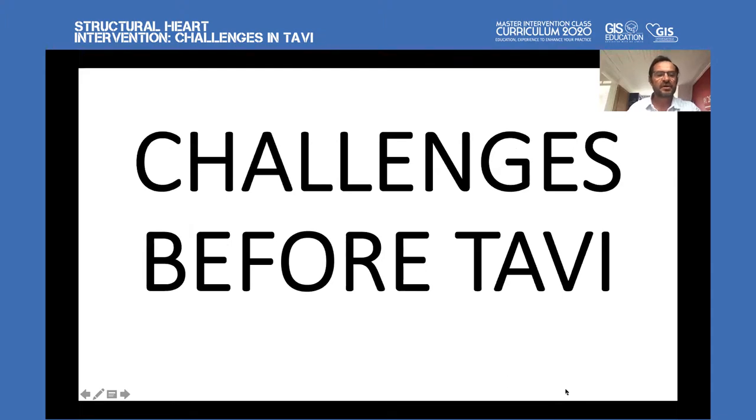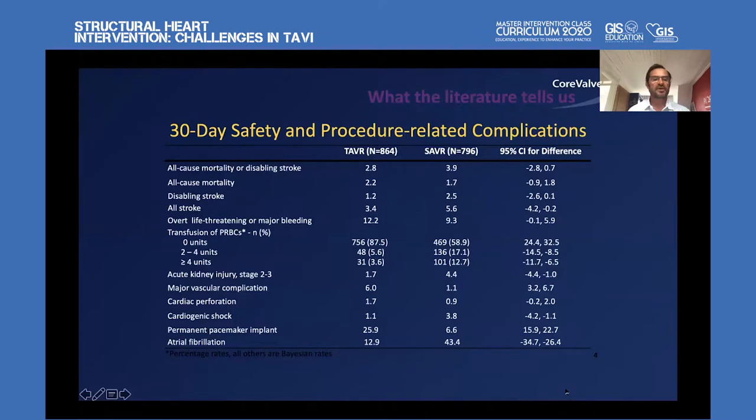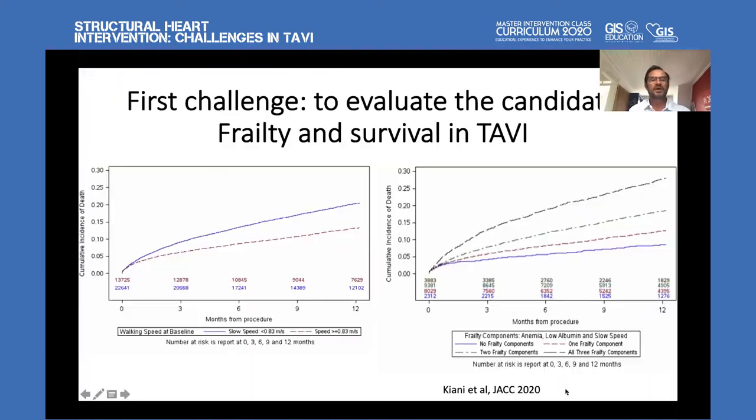Before TAVI, the most important goal is to prevent mortality during and after TAVI, to decrease stroke, and to decrease major vascular complications, which in fact kill our patients during the intervention, as well as cardiac perforation, which is more rare, and also to avoid permanent pacemaker implantation and atrial fibrillation. So the first challenge is to evaluate the candidate, frailty and survival in TAVI.